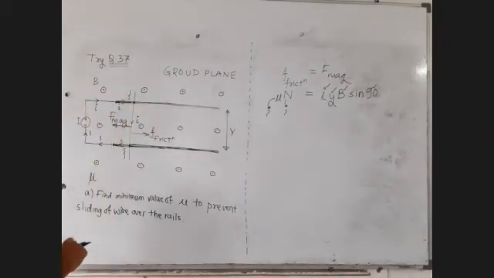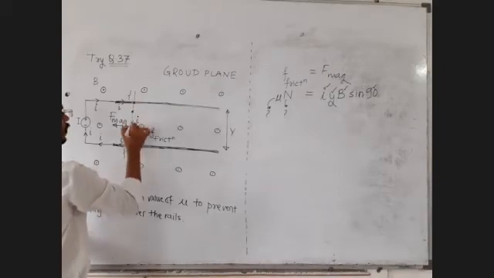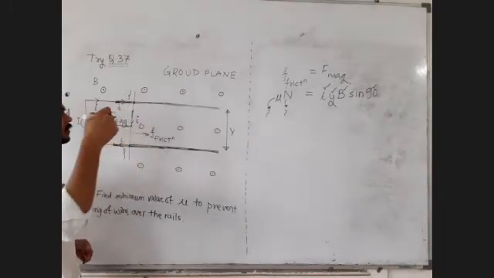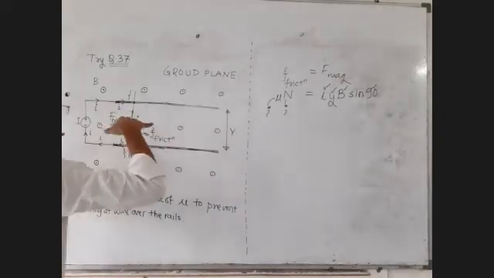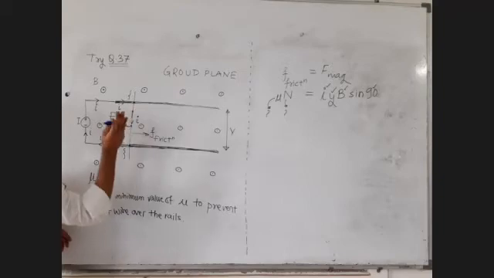Vertically downward. So that force will be mg. At the center of mass or center of gravity, the force mg will be acting vertically down. But vertically down means going in the plane of the board. So the normal reaction will be vertically up.